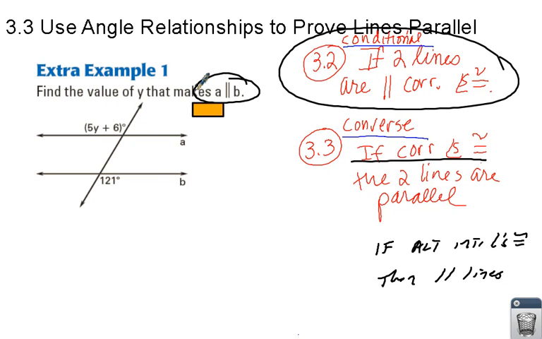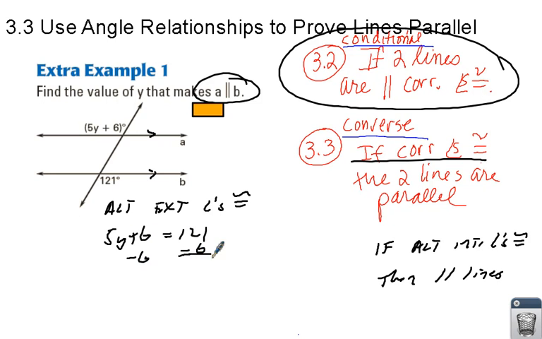So in this problem it says, find the value of y that makes A parallel to B. For that to be true, the alternate exterior angles must be congruent. So we can say 5y plus 6 equals 121, and go ahead and quickly solve for y, giving us 5y equals 115, and divide by 5, y is equal to 23. And so we found our y value that makes A and B parallel. Once again, to show A and B are parallel, we symbolize that by putting arrows on these lines, A and B.